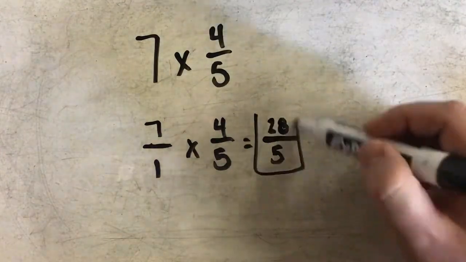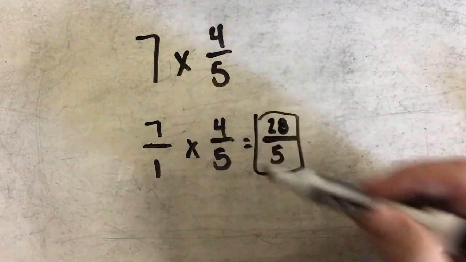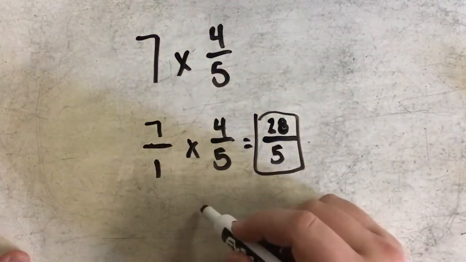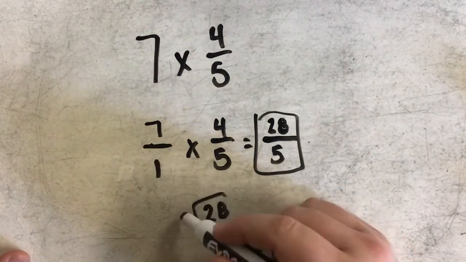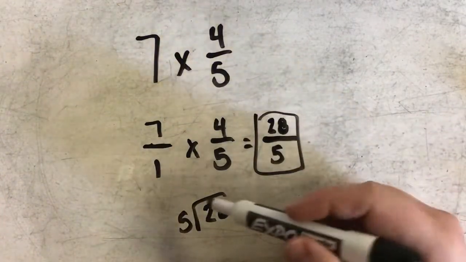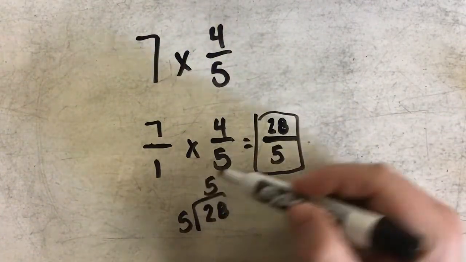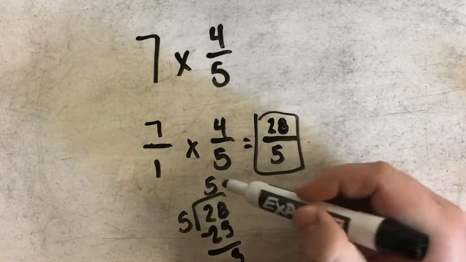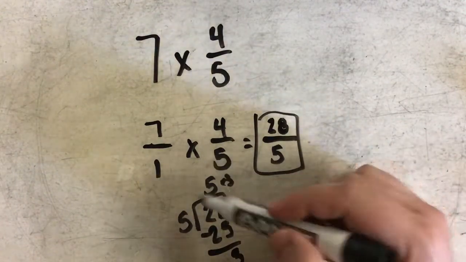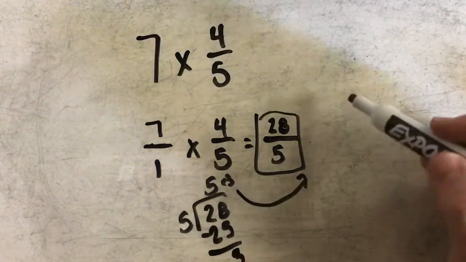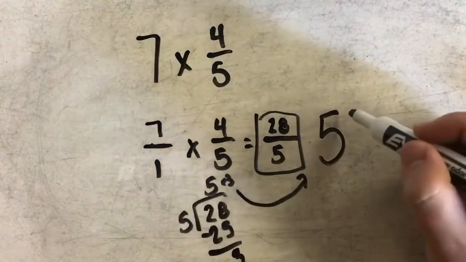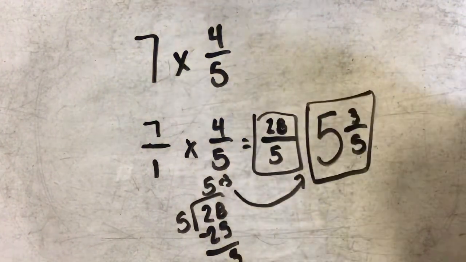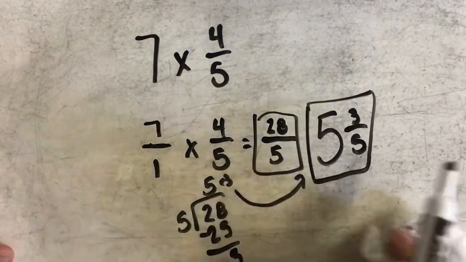Now here I have an improper fraction, so I'm going to want to change that into a mixed number, and I do that by dividing. 28 divided by 5, 5 goes into 28 5 times, with 3 left over. So I would rewrite that as a mixed number as 5 3/5. So my answer would be 5 3/5.